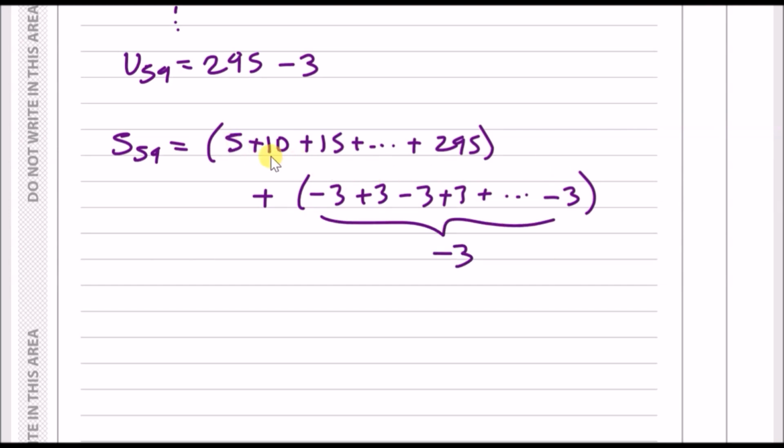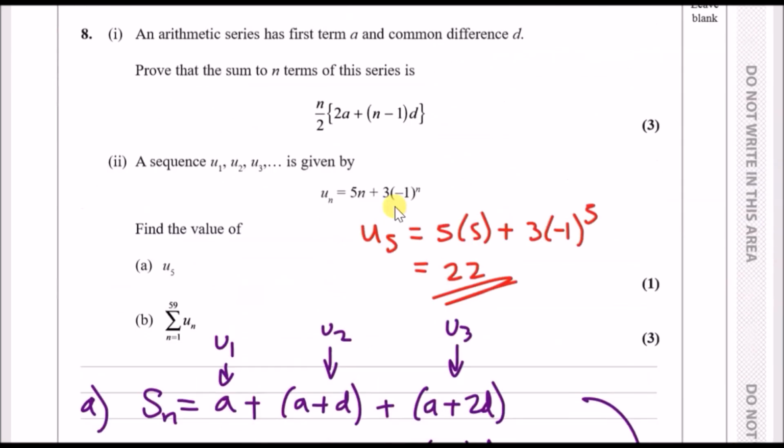Now for the top half, this is just an arithmetic series, guys, yeah? You got first term a, which is 5. You have a common difference of 5. And you actually have 59 terms. So we can use the summation formula, which is used over here. We can use this formula up here.